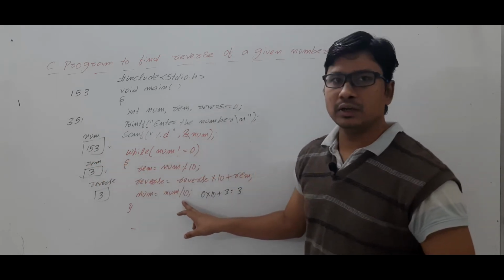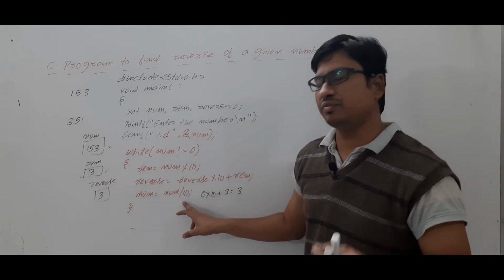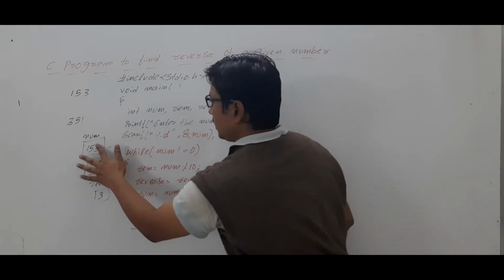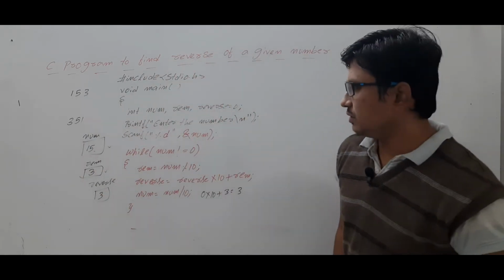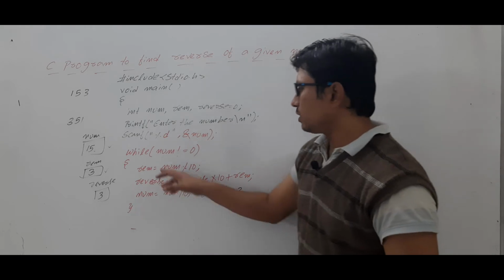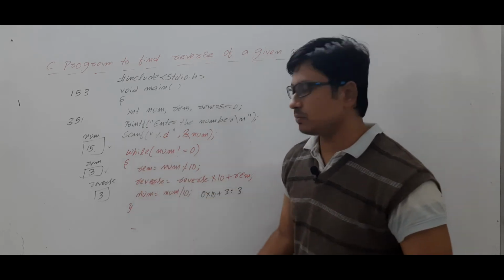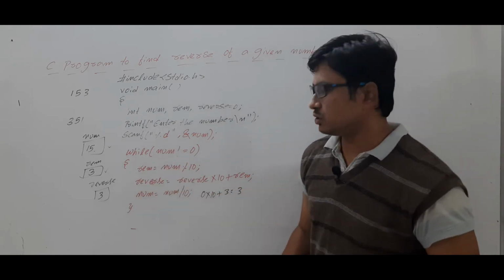153 by 10, you will get the quotient as 15. So the num will be updated to 15. Will you agree with me or not? Now after executing these statements, again you will check whether the condition is true or false.